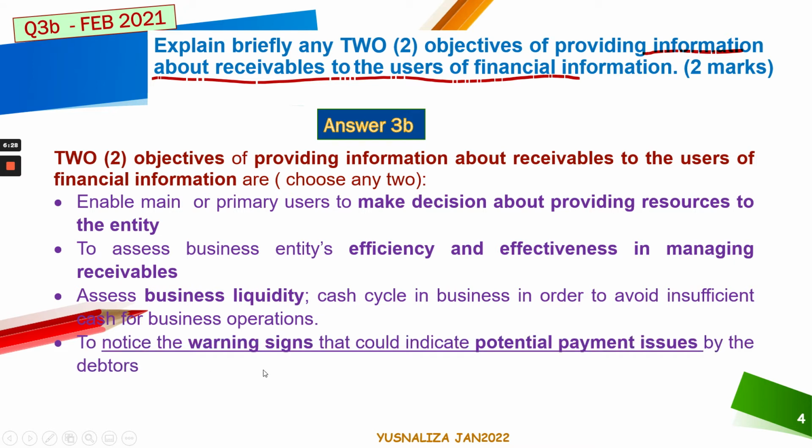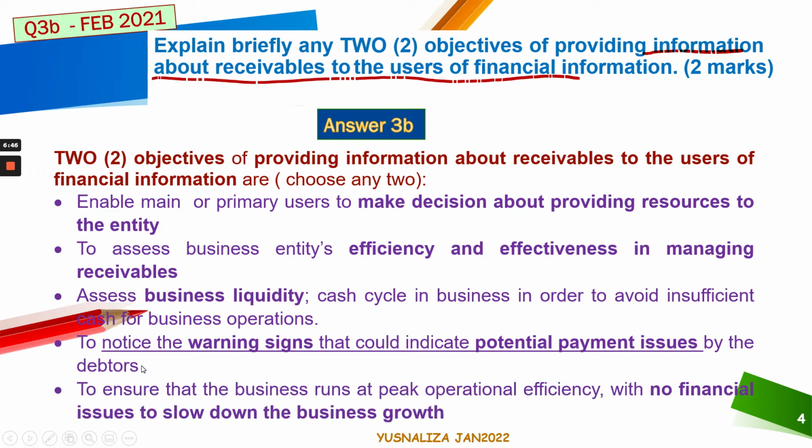Next is to notice the warning sign. So you can also look at the warning sign if you have the aging analysis of the potential payment issues that may arise from the debtors that have maybe some payment problem, right? Next is you can also include this, where this can also ensure the business runs at peak. They will give the information about whether or not the company has financial issues that will normally slow down the business growth. So it is about efficiency that can give that information.